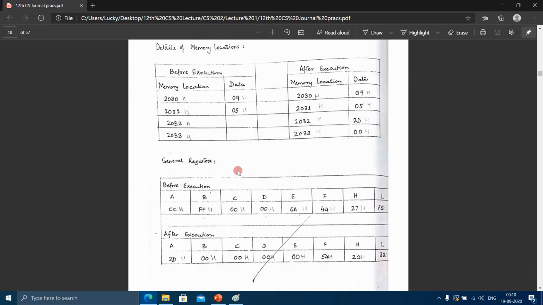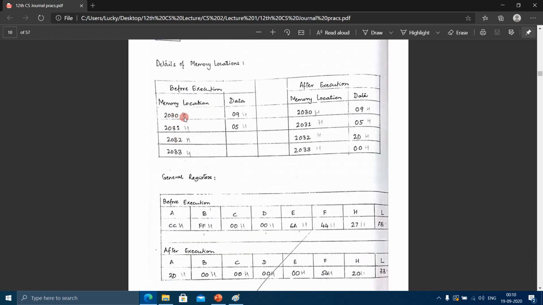So we have to write a program that multiplies two 1-byte hex numbers stored in consecutive memory locations, that means continuous memory locations, starting from 2030. As you can see, at location 2030, 09 is stored. At location 2031, 05 is stored. So the two 1-byte hex numbers are stored from location 2030.